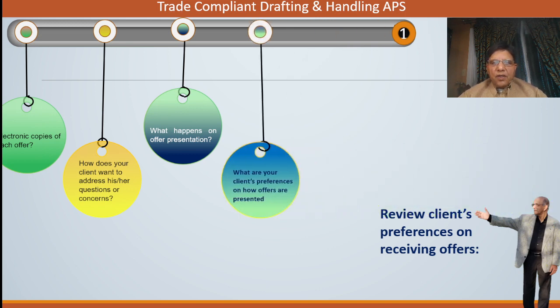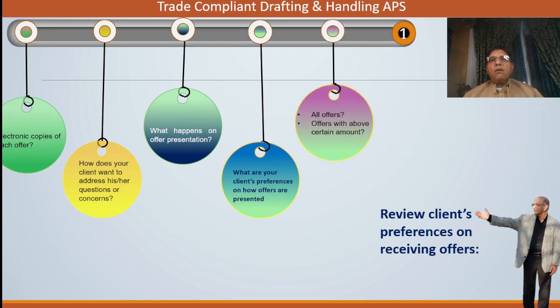What are your clients' preferences on how offers are presented? How do they want the offers to be presented? They should be presented once you receive all the offers, or they want the offers to be sent to them as you receive them. So all these different questions you need to ask your client so that you can handle them according to the requirement of your client.